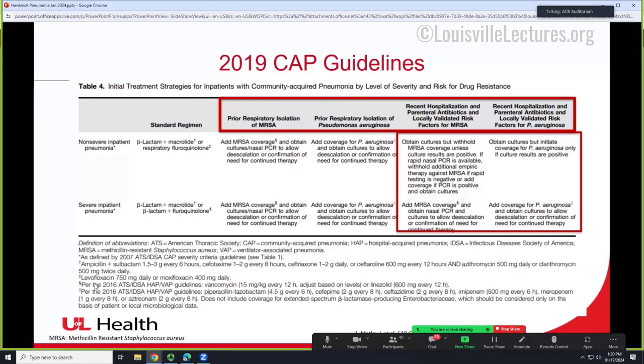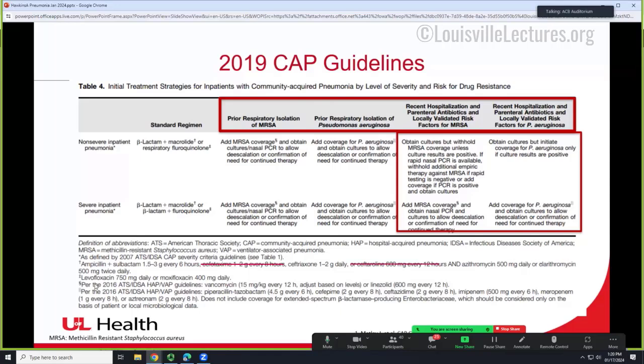You'll see in this bottom row here, the severe pneumonia, that's like we don't really have time to mess around, right? These patients, they're probably going to get intubated, they're going to move to the ICU. At that point, if they have those risk factors, let's get them the coverage they need, then we can use our rapid diagnostics to de-escalate a day or so later.